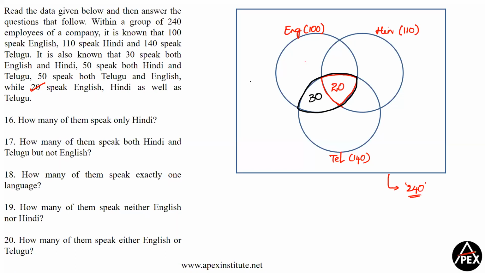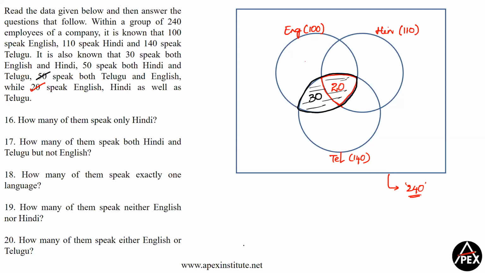Clear, guys? Did you understand this difference? So 50 speak both Telugu and English. So this is the region common to both Telugu and English. So the total should be 50. You already have 20 people speaking Telugu, English and Hindi. So we will be having 30 employees speaking only Telugu and English. Clear? Any doubts? Quick responses, please.